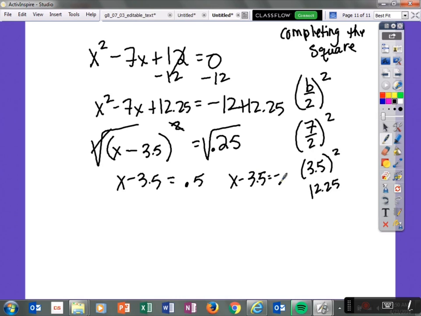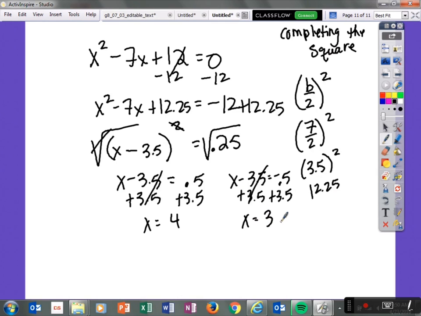How do I get rid of a minus 3.5? Plus 3.5. What's 0.5 plus 3.5? 4. Just because that one's 4 doesn't mean your next one is negative 4. What is negative 0.5 plus 3.5? 3. I think we're done. Nope. That prop.